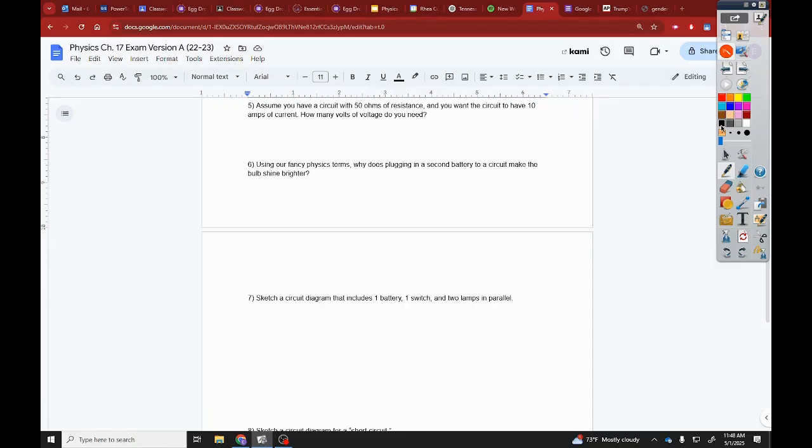So we're looking for voltage in this case. As a reminder, the starting point is current is volts over resistance. So if I want to get V by itself, I just multiply R by both sides. So those cancel, and I get an R over here.